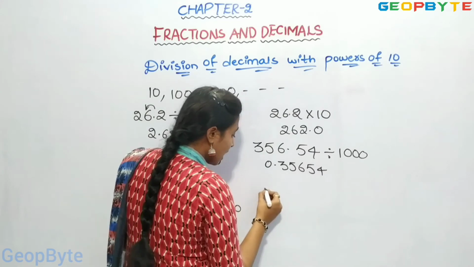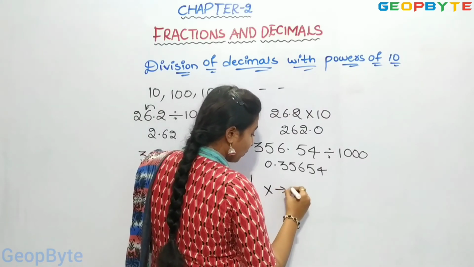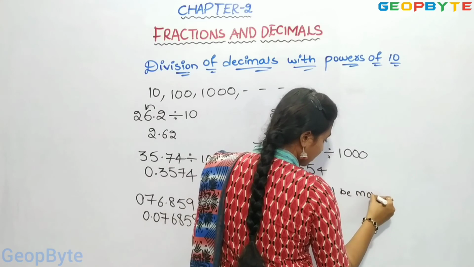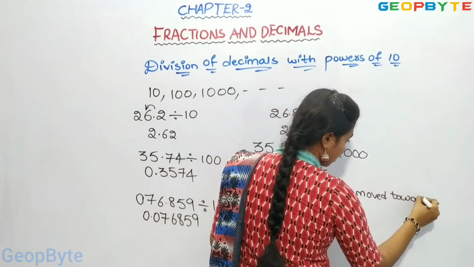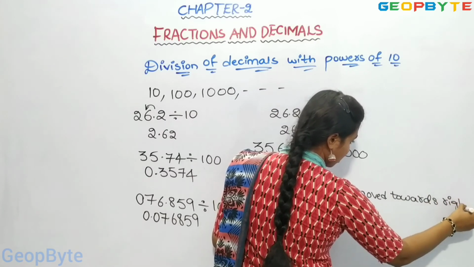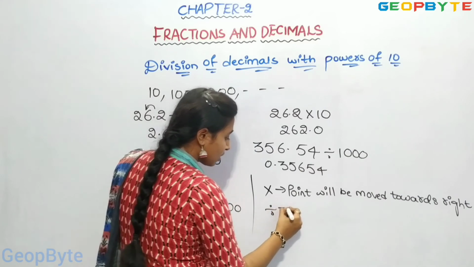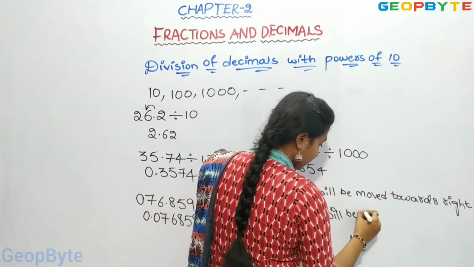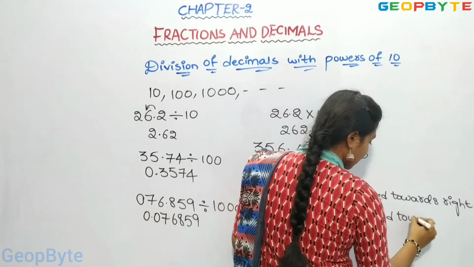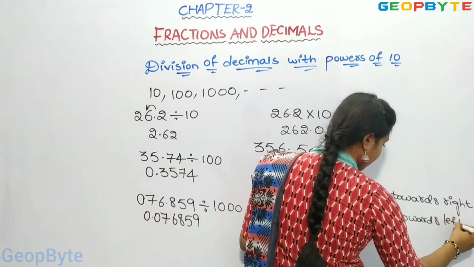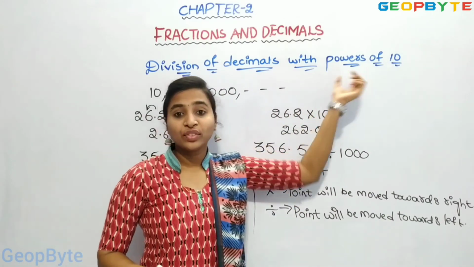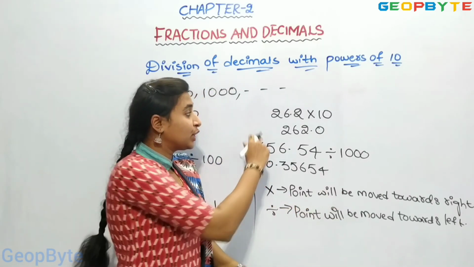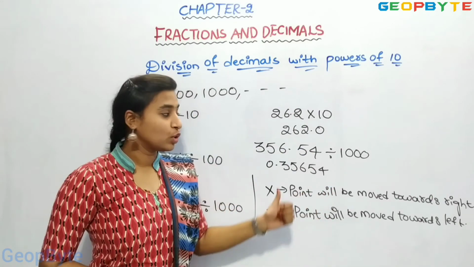And you remember one condition. In multiplication, the point will be moved towards the right. And in division, the point will be moved towards the left. Only in this powers of 10 condition, these two conditions are applicable. In multiplication, the point will be moved towards the right. In division, the point will be moved towards the left.